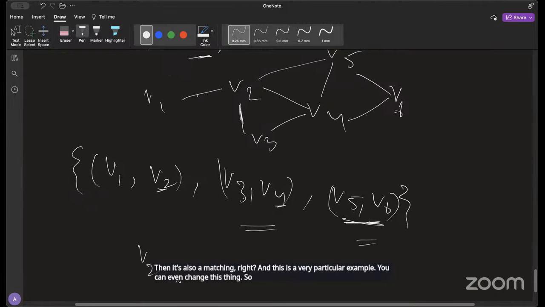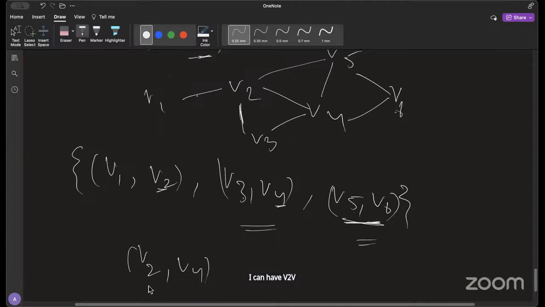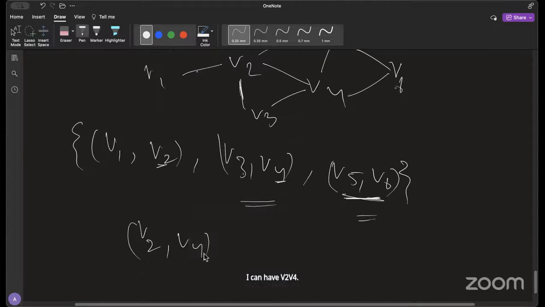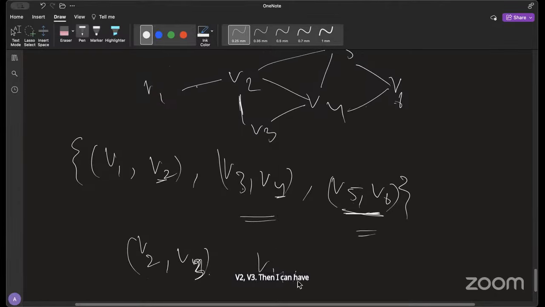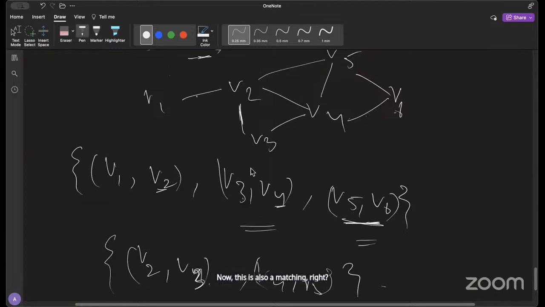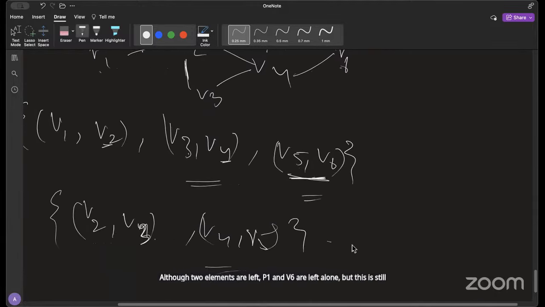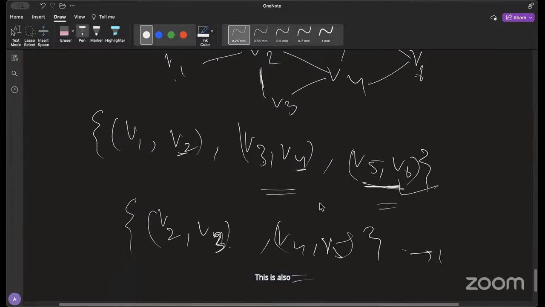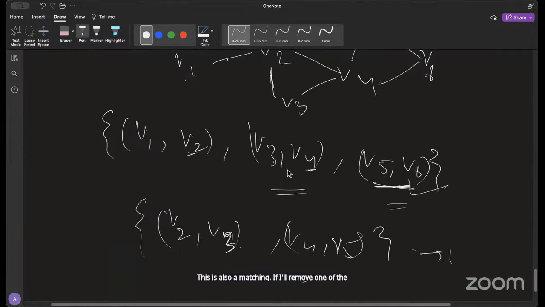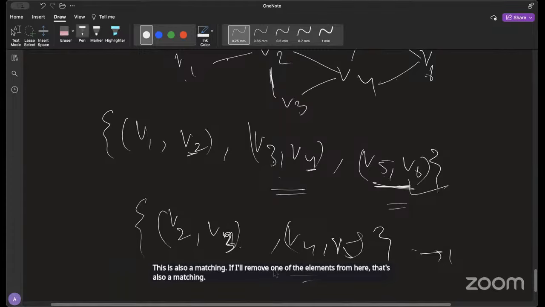So if I start with V2, I can have V2, V3. Then I can have V4, V5. Now this is also a matching, right? Although two vertices, V1 and V6, are left alone, this is still a matching. So this is a matching. This is also a matching. If I remove one of the elements from here, that's also a matching. This is what your matching means.